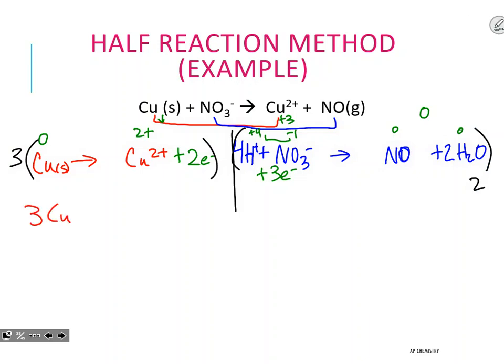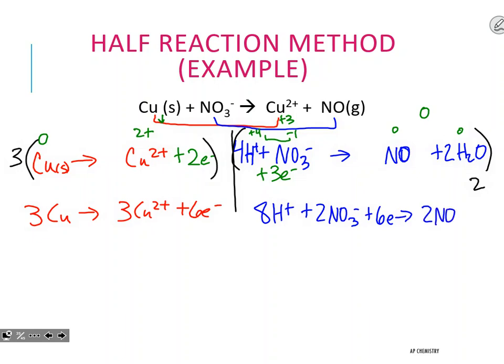So we have 3 coppers going to 3 Cu2+ plus 6 electrons. Over here, we have 8 hydrogens plus 2 nitrates plus 6 electrons going to 2 nitrogen monoxides plus 4 waters. Good. Now, since there are electrons on the product and reactant sides that are equal, and the electrons are now balanced, you get to cross them out. Okay? And now we just merge together. So you're going to merge all of the reactants together.